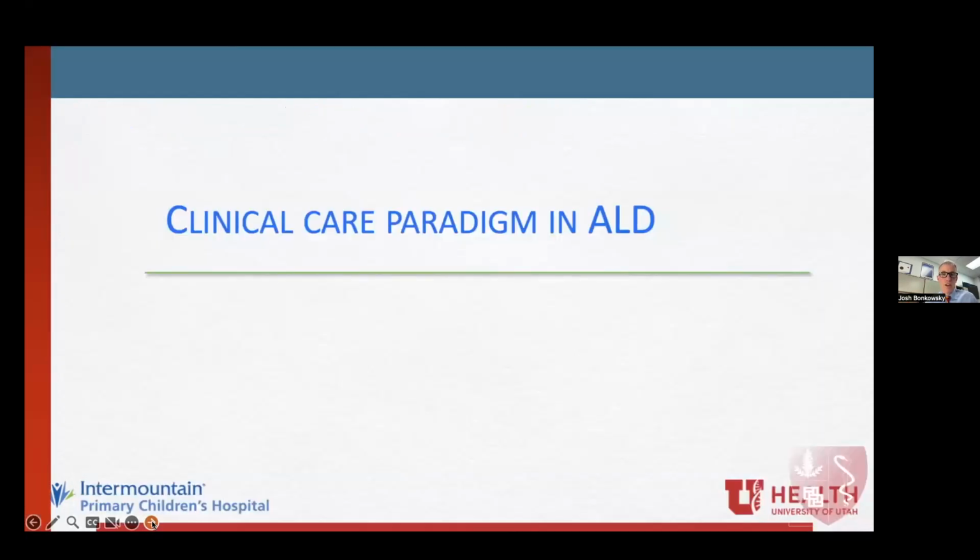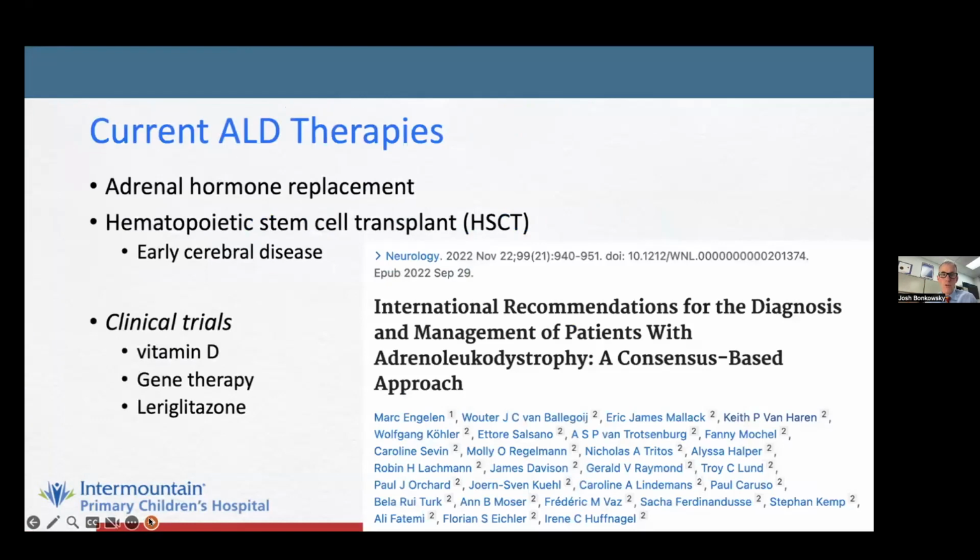So we talked about the disease itself, but if you diagnose someone with ALD, what do you do? A very nice set of recommendations came out late last year, 2022, about how to diagnose and manage patients with ALD. It has recommendations for how often to do screening and what types of treatments to do. It's in Neurology, and I highly recommend it for anyone who's taking care of ALD patients.